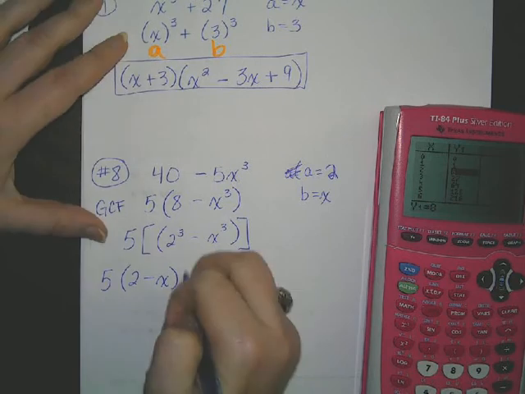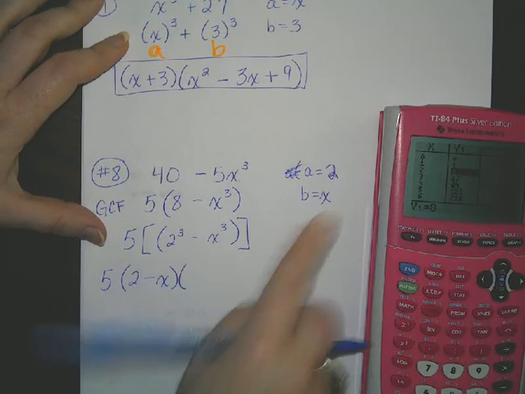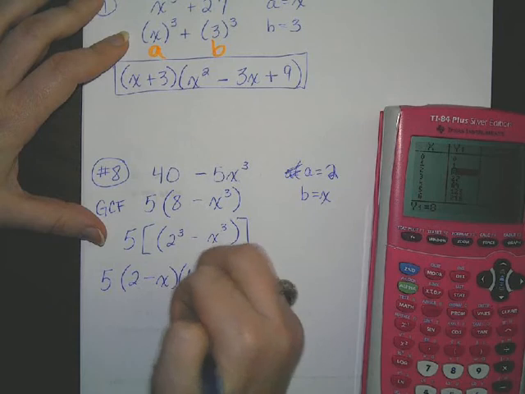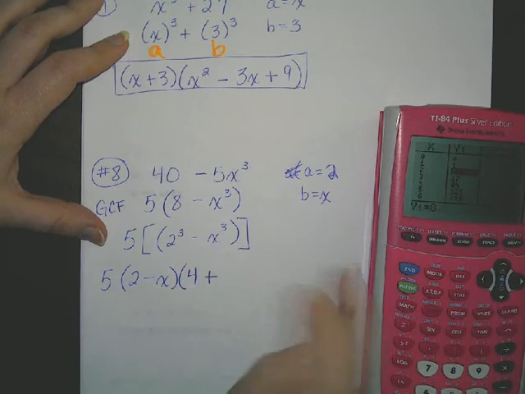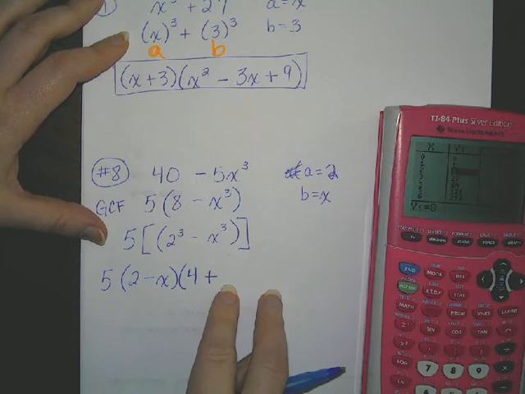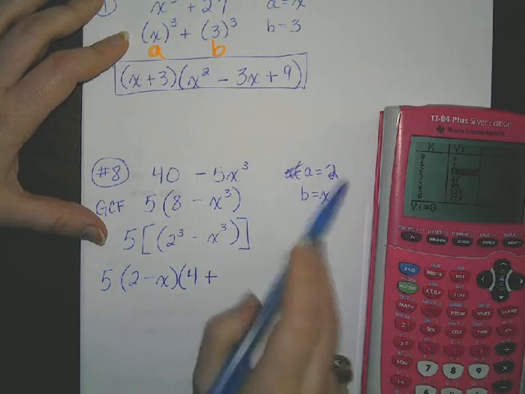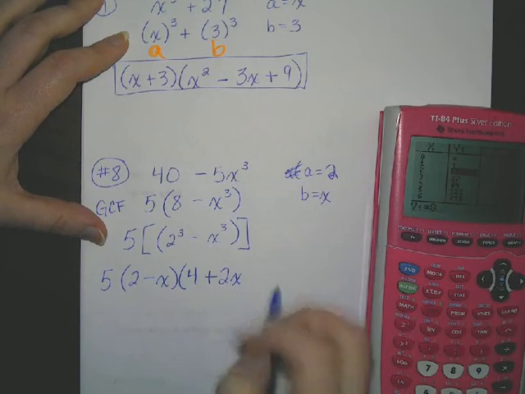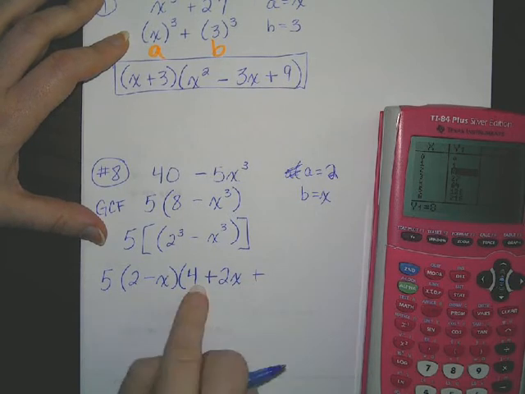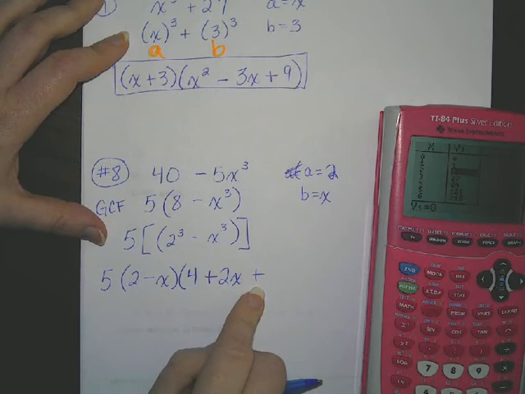Now I need A squared. A was 2, so A squared is 4. Opposite sign, it's going to be a plus. Now it's A times B, so 2x. That's easy enough. Last sign is always positive. Same, opposite, always positive. Always positive what? B squared. Well, B was x, so that gives me x squared.